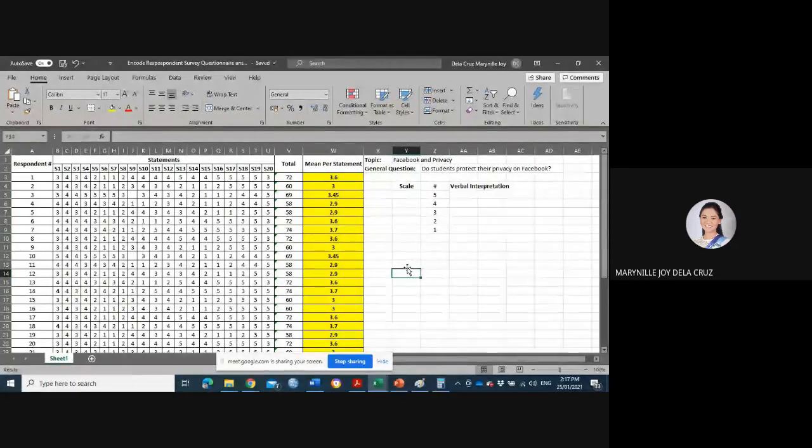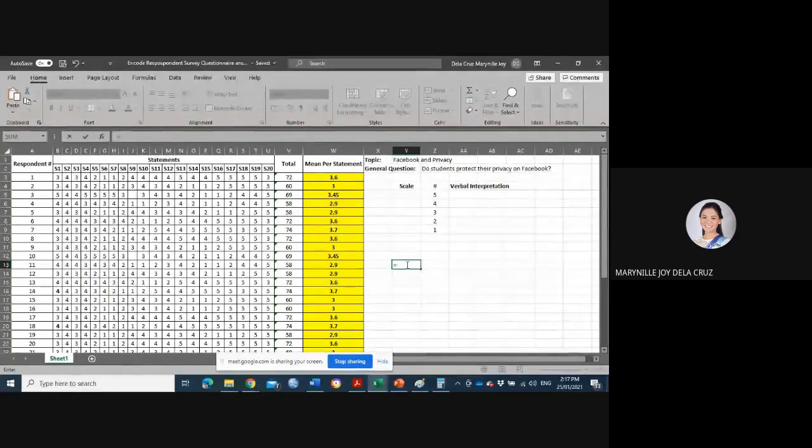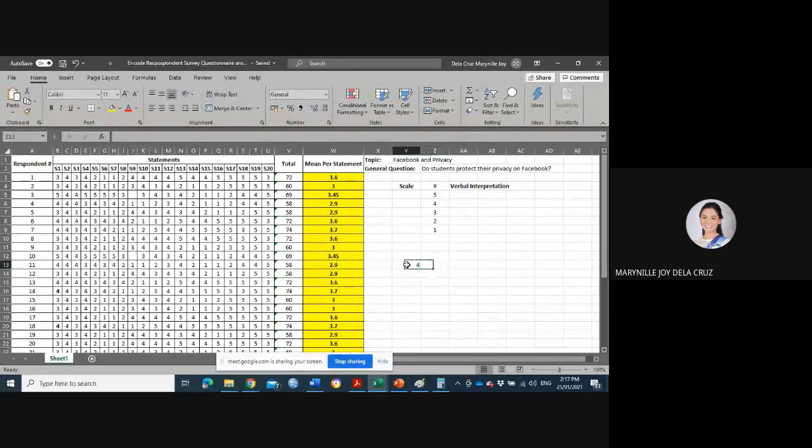So this is the way. 5 minus 1 is equal to 4, divided by 5. So your interval is 0.80. You should know statistics well, especially those who are mastering statistics.